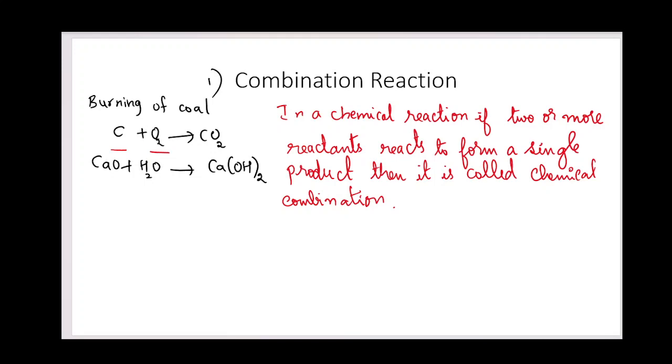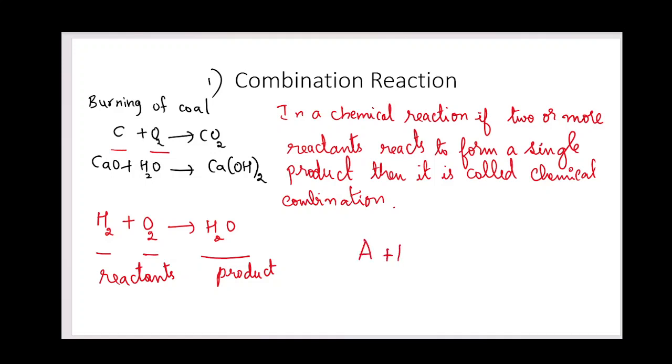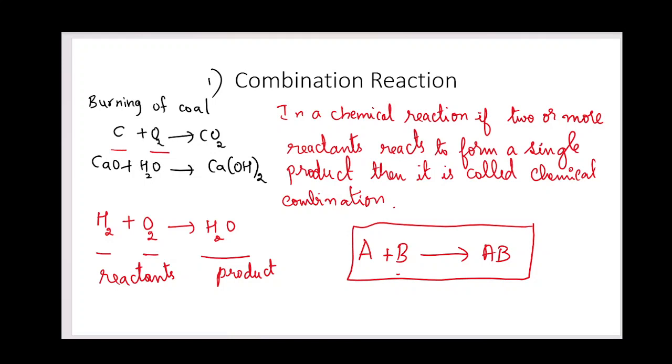Along with this, you can also write one more equation: H2 plus O2 gives rise to H2O. Here H2 and O2 are the reactants, and whatever is after the arrow mark is called the product. I hope you understood what chemical combination is, isn't it? If two or more reactants form a single product, this is the general form of chemical combination: two reactants and one product.